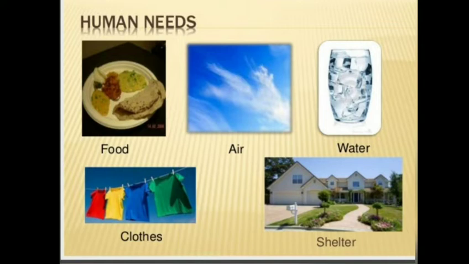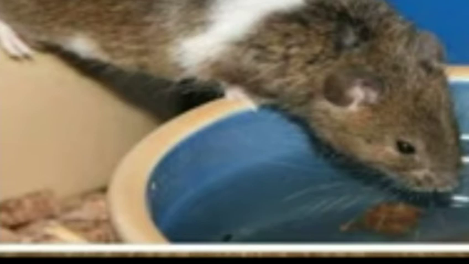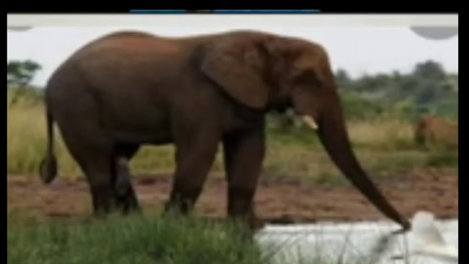But students, do you know there are differences in the needs of each kind of living thing? For example, now see the picture. A rat is drinking water. It needs very little water to drink in an entire day. Whereas, see the elephant. It needs very much more water than the rat. So we can see the difference in the needs of each kind of living thing.